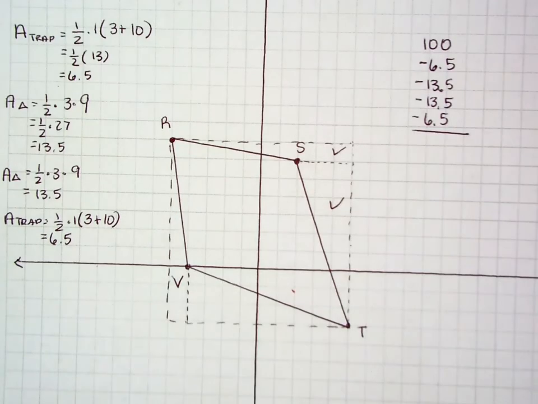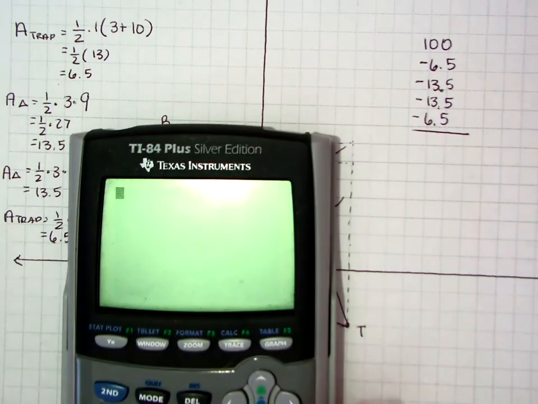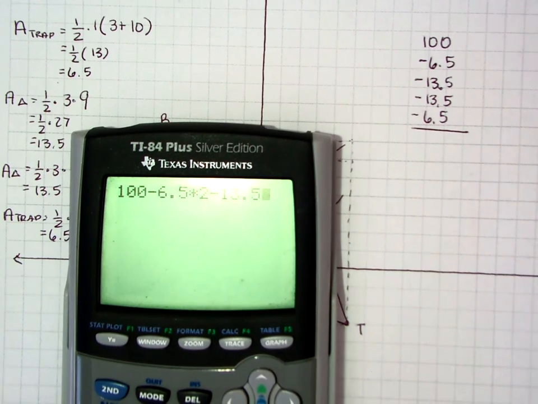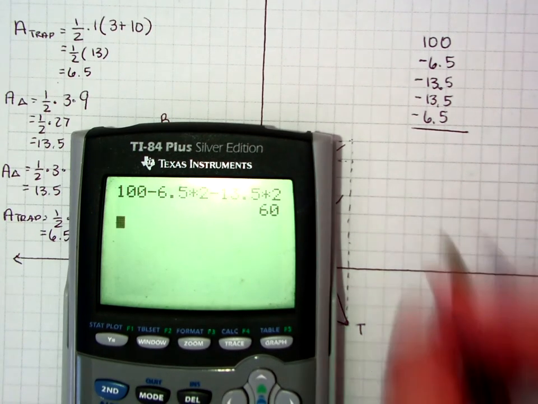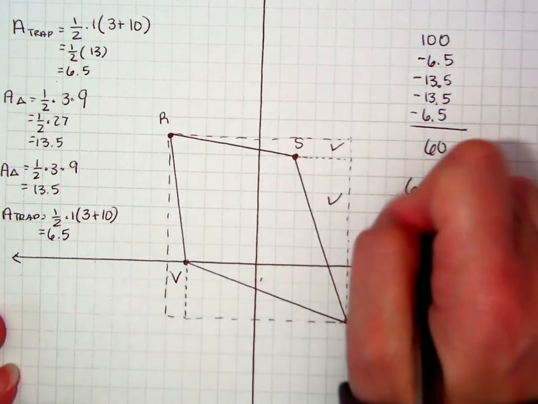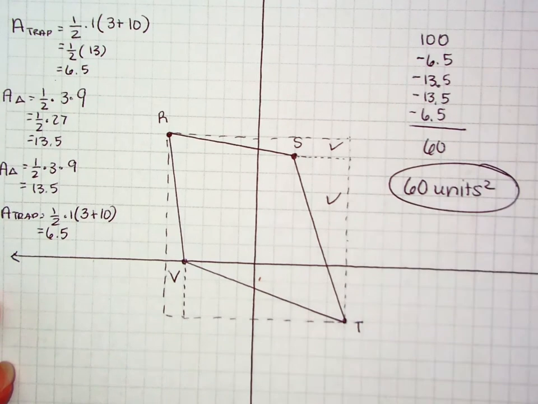So essentially what we're going to do then is clean this up and solve it. Let me grab my calculator here. So we'll have 100 minus the 6.5, which we had two of, minus the 13.5, which we had two of, and that's going to leave me with 60 units. So in this question, 60 units squared will be the area of this particular figure.